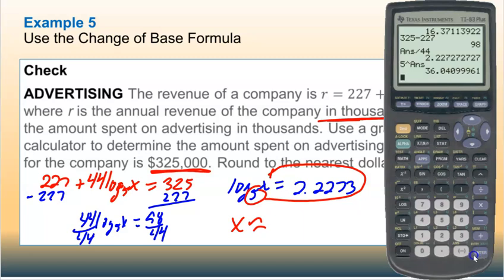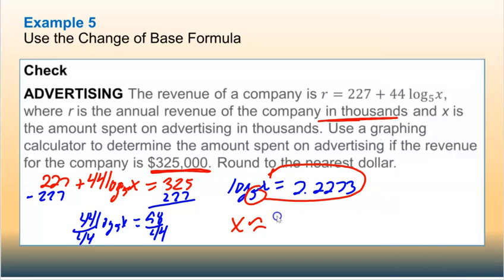So we'll just count that as 36.041. So if that's in thousands, I would have to multiply this by 1,000. So that's going to give us 36,000, and to the nearest dollar would be 41. So $36,041. So as a quick review on using common logarithms and change of base formula.